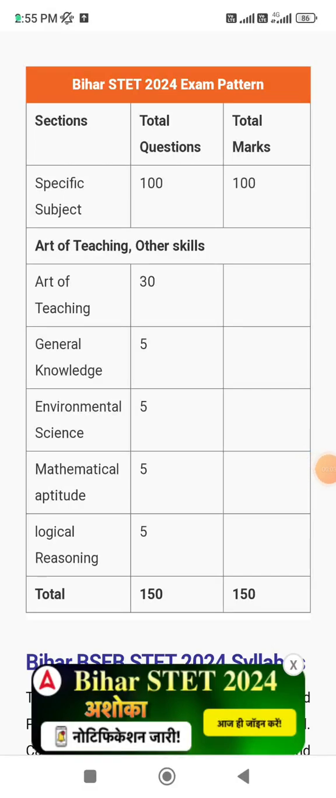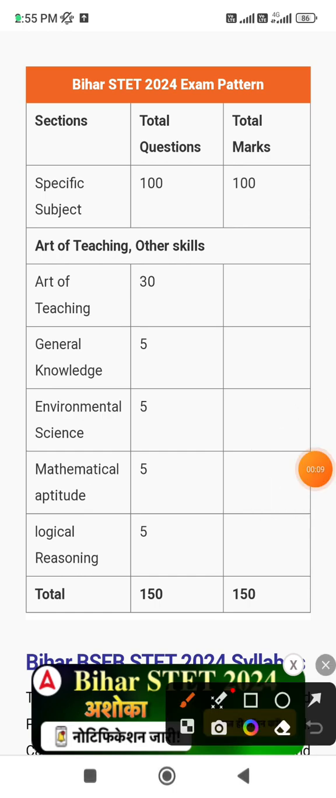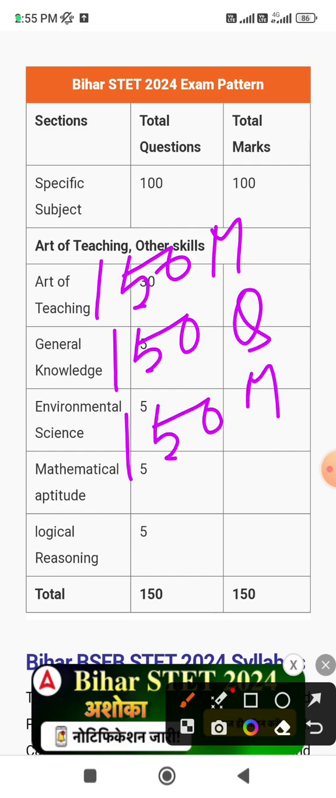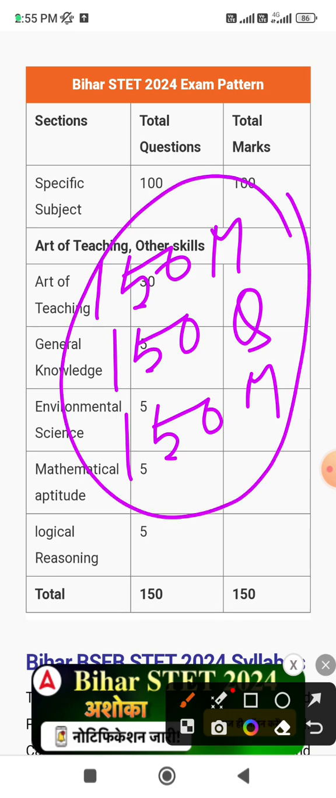Friends, now we are going to discuss the BIHAR STET 2024 exam pattern. It is of 150 marks. You'll have 150 questions to solve, and the timing would be 150 minutes, that is 2.5 hours. Now, how are these 150 marks divided?